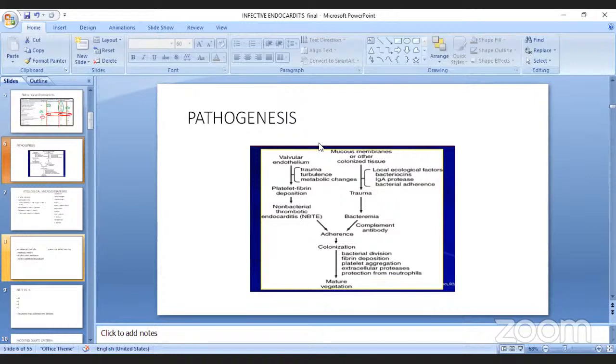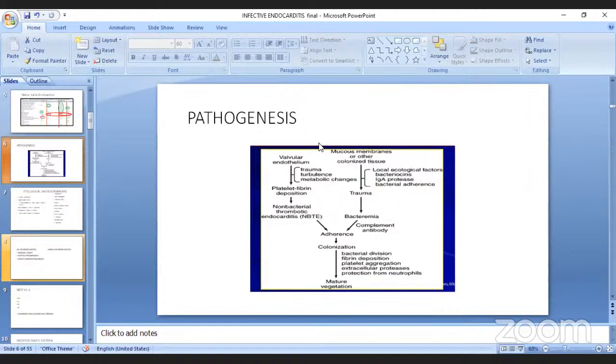There'll be cytokine release, there'll be platelet-fibrin deposition, which will attract more and more macrophages. And with time, there'll be a thrombotic endocarditis, a thrombotic material in place of that endocardium. Now, why am I telling you that this pathogenesis is very important? Because two things will occur: either there'll be transient bacteremia or there'll be sustained bacteremia.